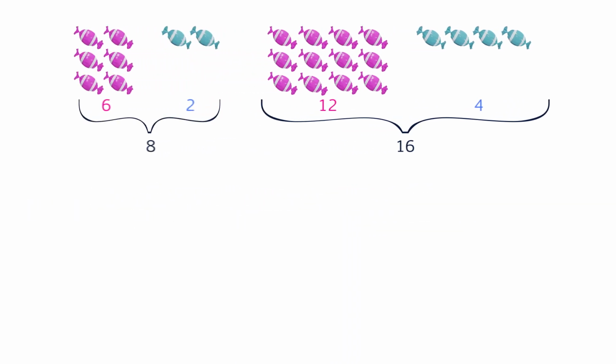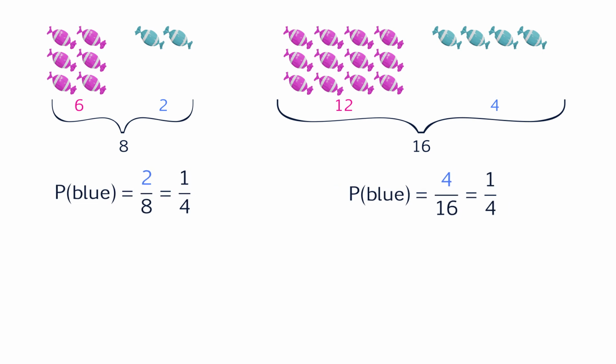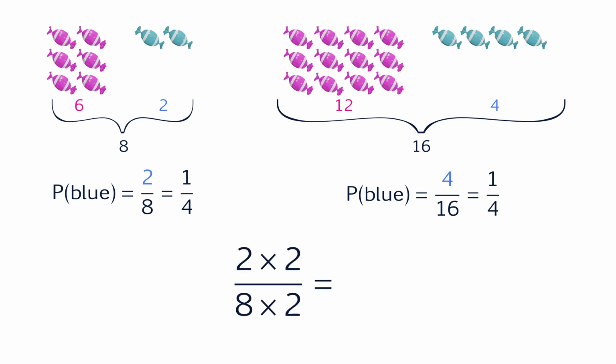That's the exact same answer you got last time, and this is no coincidence. The number of blue and pink pieces of candy were both doubled. That means the ratio between the number of blue pieces compared to the total number of pieces stayed the same. So the probability of picking a blue piece of candy at random will therefore also be the same. Between the first and second examples, you basically just expanded the fraction 2/8 by 2 to 4/16.